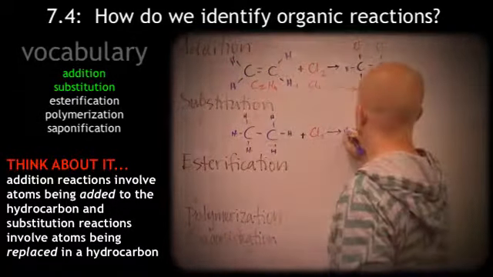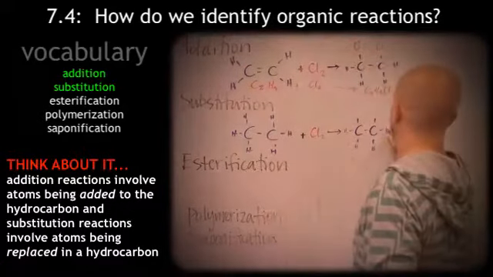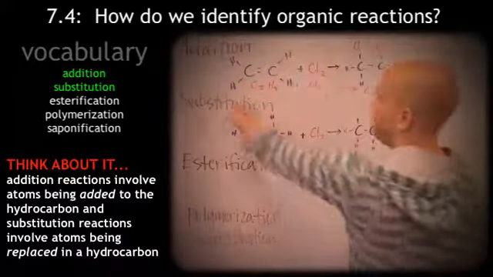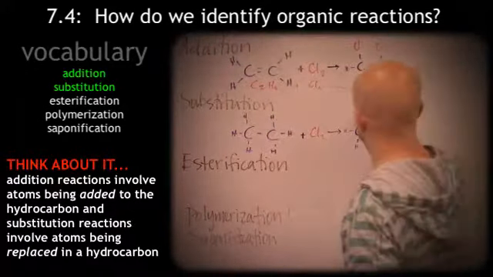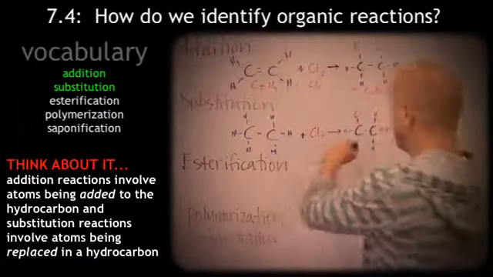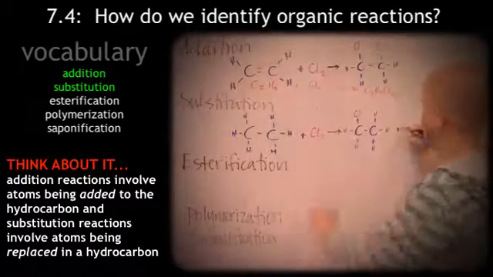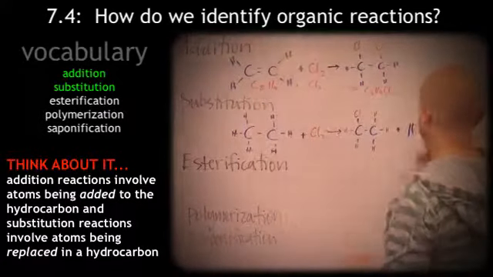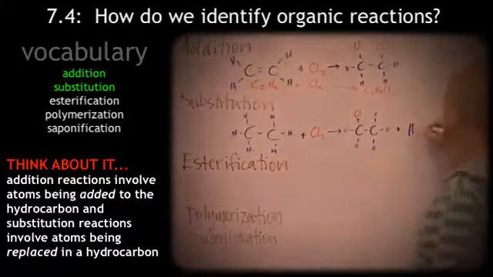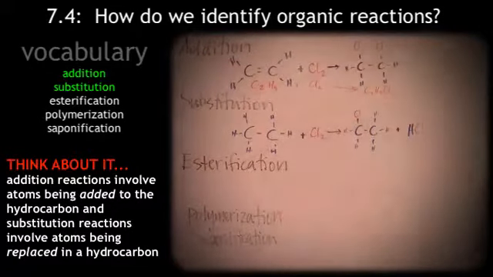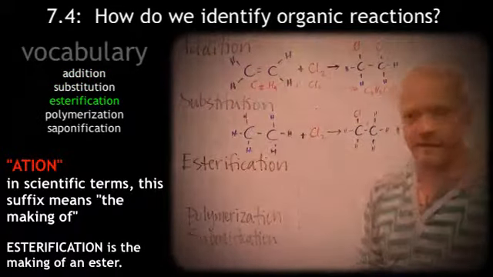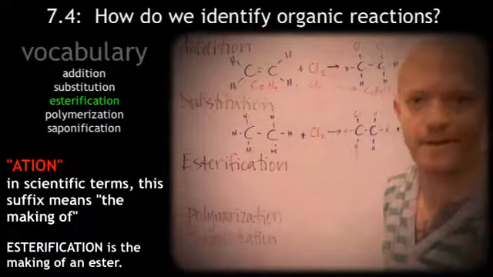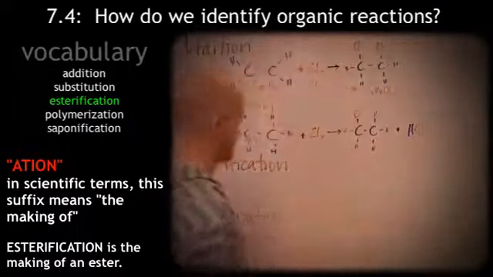So basically you have H. You took off that hydrogen and you replaced it or substituted it with the chlorine. Now you're going to take that remaining hydrogen and it's going to add to that leftover chlorine, and you have HCl. Now esterification is a little bit more complicated, but all it really means is you're making an ester.